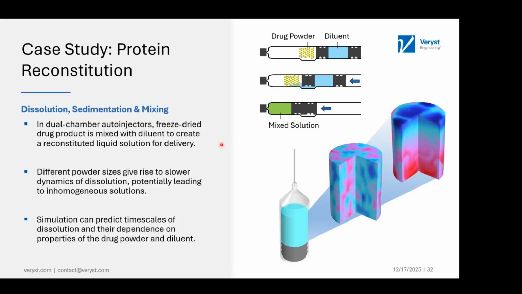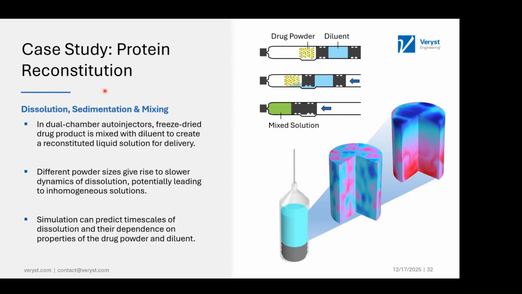I'll show another case study, and then I'll briefly talk about dense suspensions in the last section. So this case study is one that might be of interest to anybody in the combination products sector, which involves protein reconstitution. So this is a process that involves dissolution of particles.